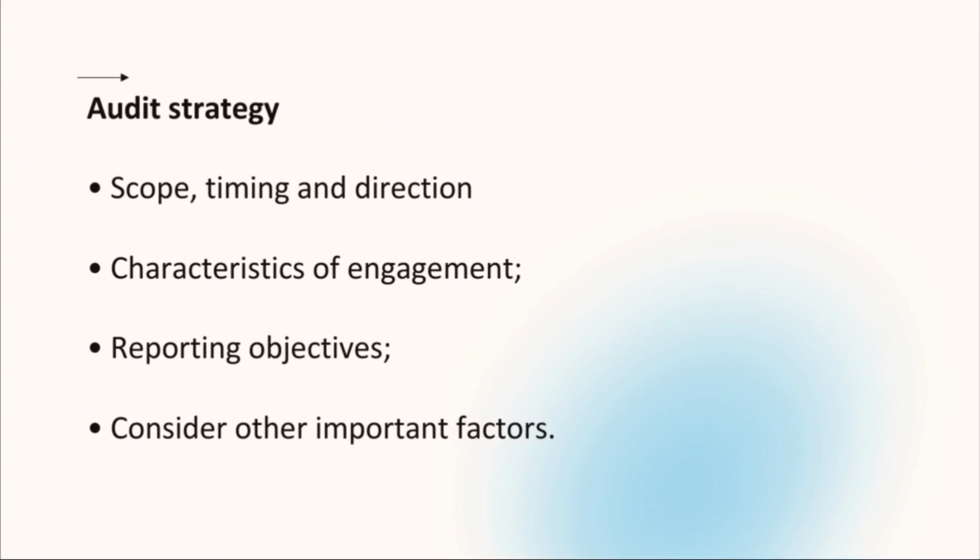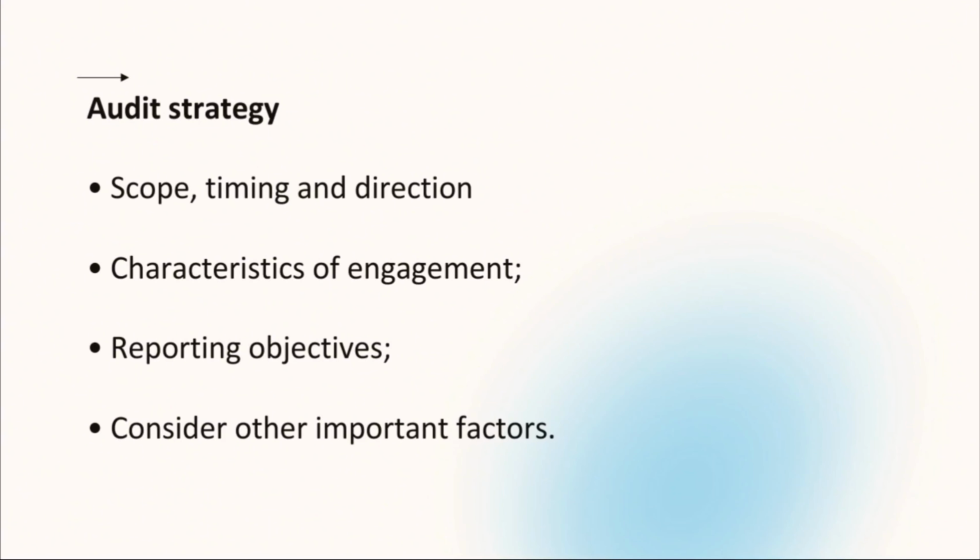Reporting objectives. So this clarifies what the audit report will cover and the information it will communicate. So it aligns with the overall audit purpose and the needs of the stakeholders. Consider other important factors. So this acknowledges that other factors such as the availability of resources and any relevant regulations should be incorporated into the strategy.